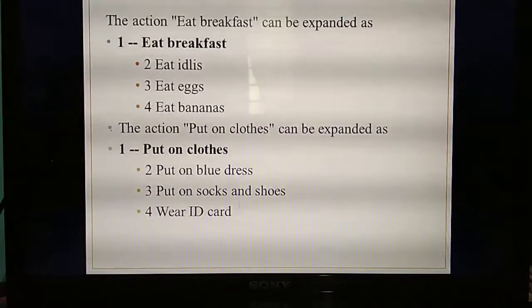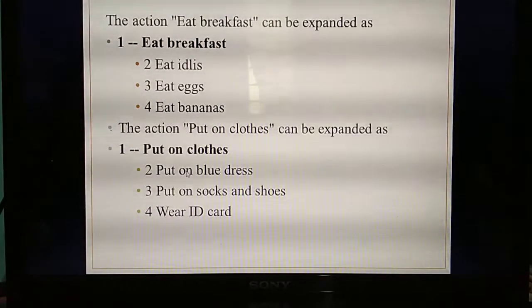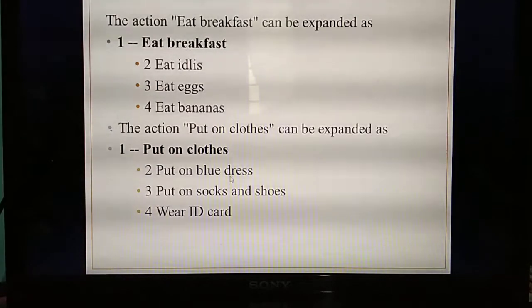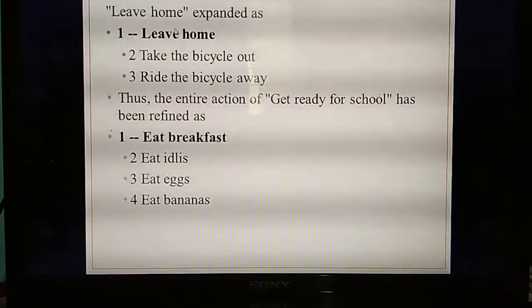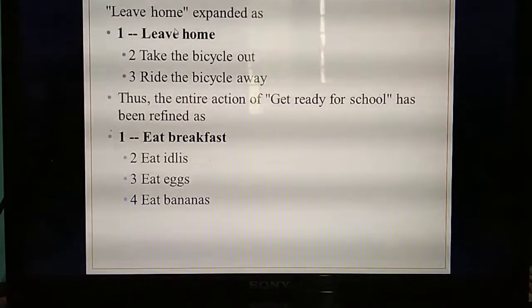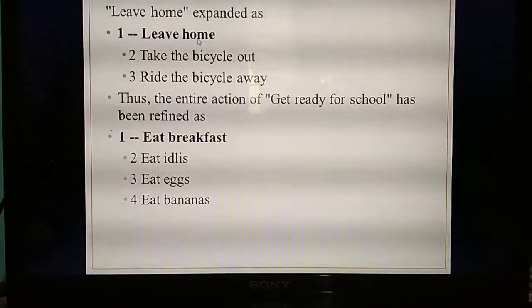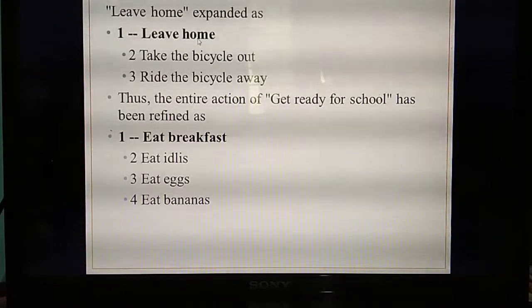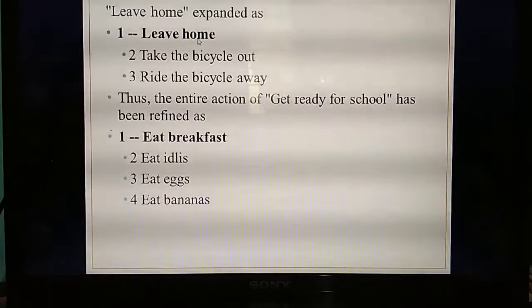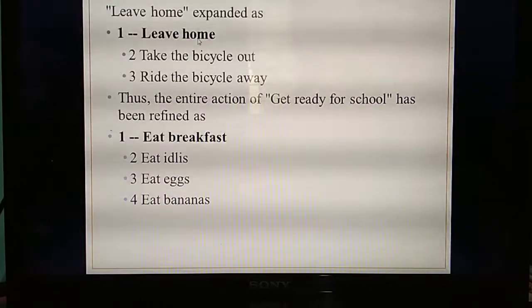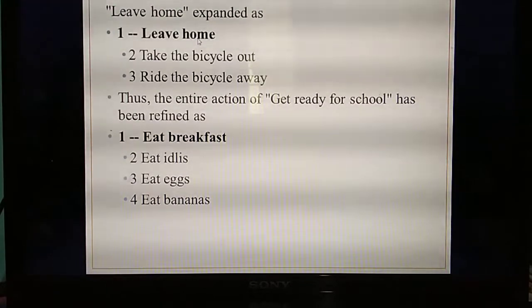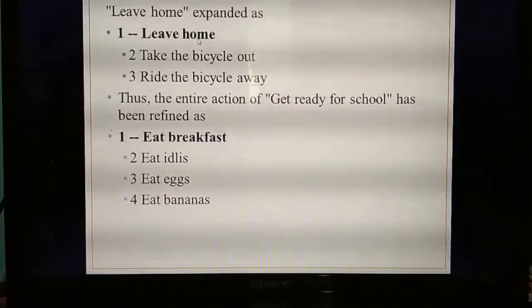So again, you have split the second sub-problem into many sub-problems. Understand? Next, what's the next thing? Leave home. So leave home, they have expanded. Anyway, you can take the bicycle and go out. First you need to take the bicycle, then you can ride the bicycle, or either you can go by walk. So again, they have split. Understand?